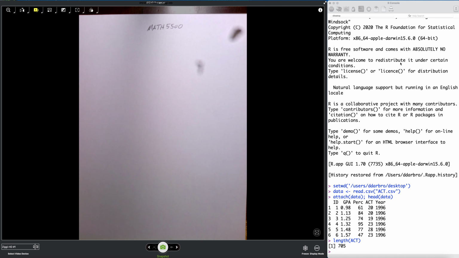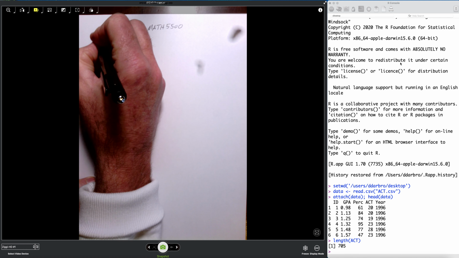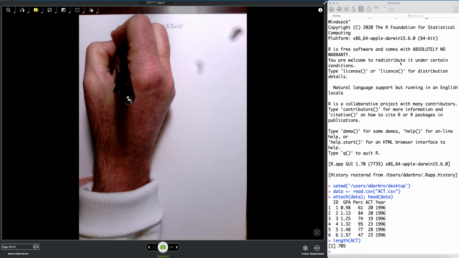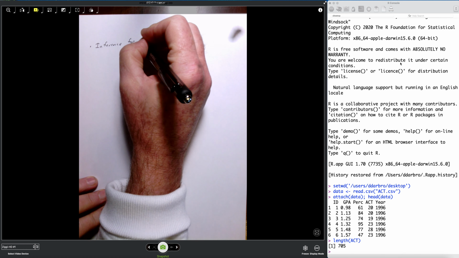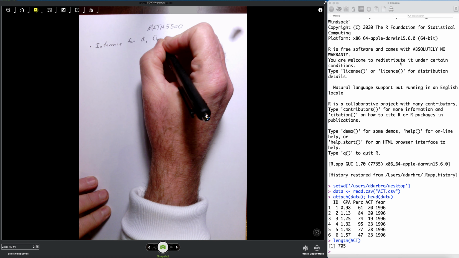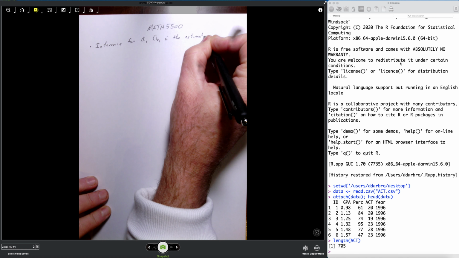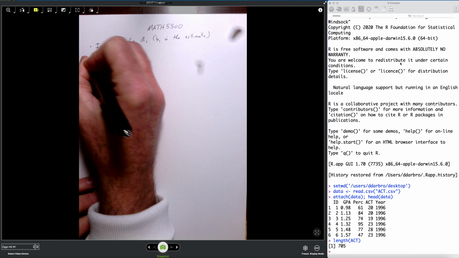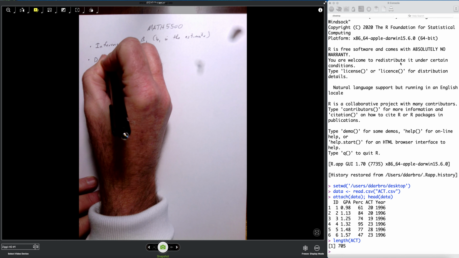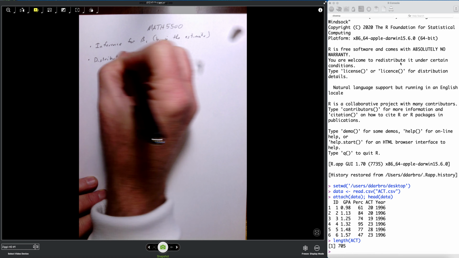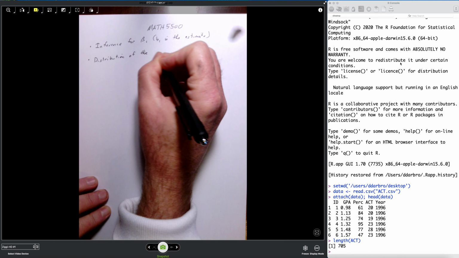So, what I want to do now is put all this to work, and let's see how a test of hypothesis would be carried out and how we would calculate a confidence interval. So again, right now I'm going to focus on inference for beta 1. And of course, B1 is the estimate. Our focus is on the distribution of the B1s.